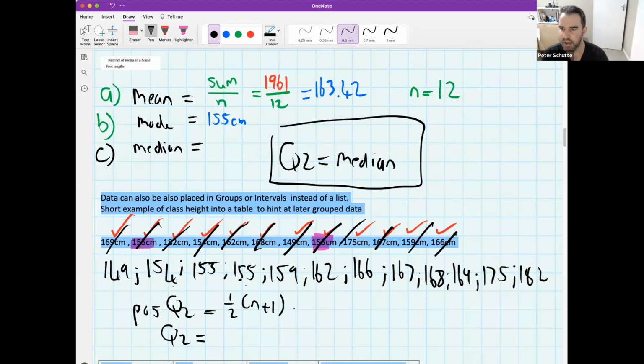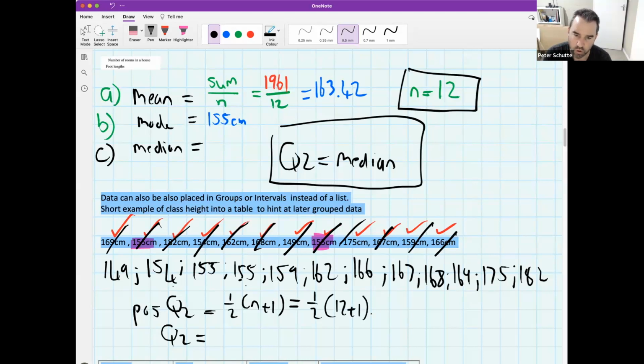I'll give you a bit of time and then, okay, so for Tejo, this is the way I would do it. I would say, how many items do we have? Well, the N value, the number of items in the data set, is 12. And so I first do this calculation called the position calculation. Where is the position of Q2 or the position of the median? And so I go a half times 12 plus 1. And if I go to my calculator, the position of the median is position 6.5.